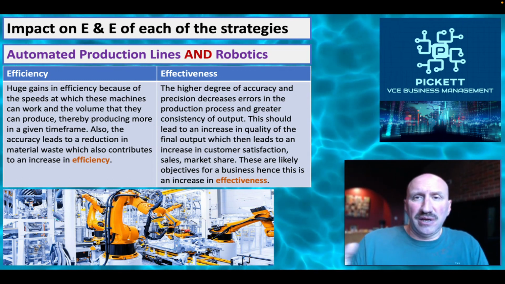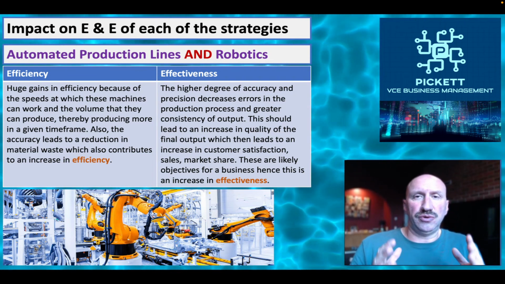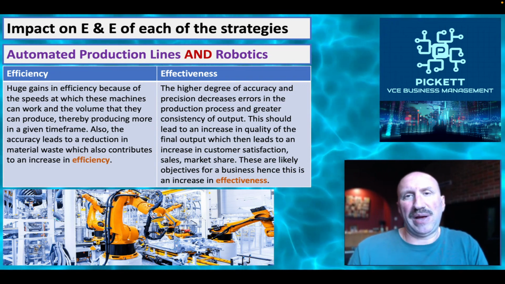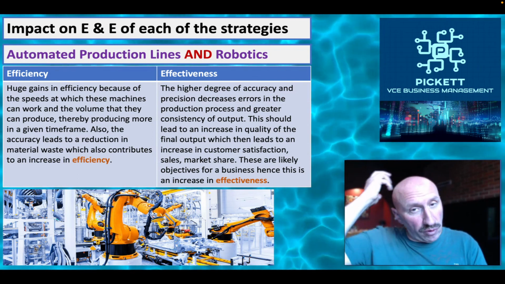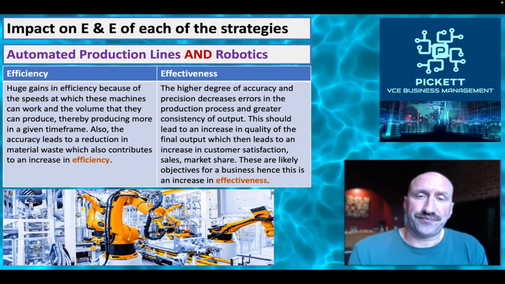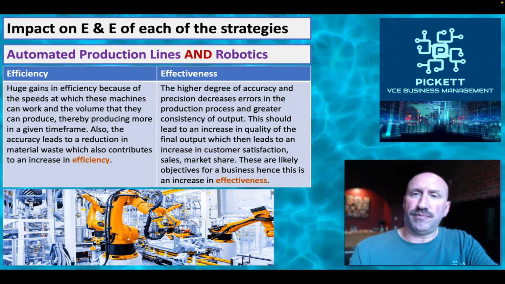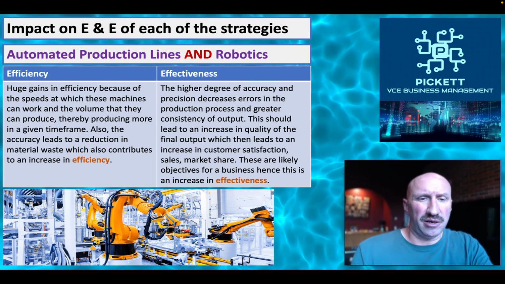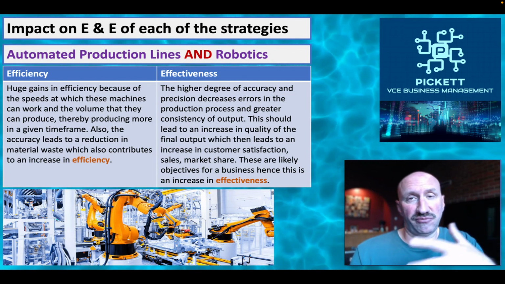First off, I'm going to reduce it a little by covering automated production lines and robotics as just one, because, as I said before, they're very similar, and really their impact on efficiency and effectiveness is the same. So you could use this to answer either of those two strategies. In terms of efficiency, I'm not going to read that out to you. When you note that down, you'll notice there's nothing really new there. We've talked about that, mainly in the advantages section of automated production lines and robotics.